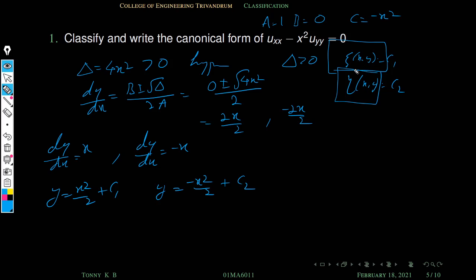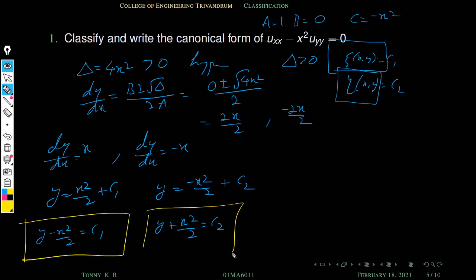The standard form is that we have to convert these two characteristics to a function of x, y equal to an arbitrary constant. Compared to the standard form, this becomes y minus x square by 2 equal to c1, and this becomes y plus x square by 2 equal to c2, isn't it? So these are the two characteristics.